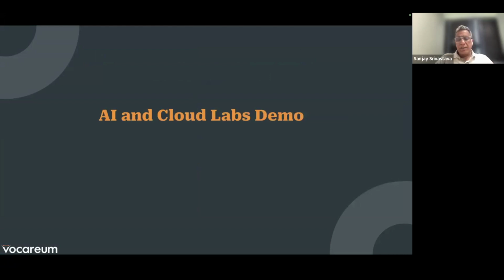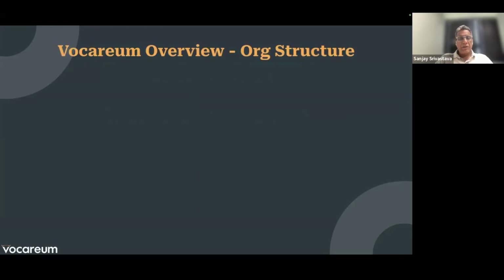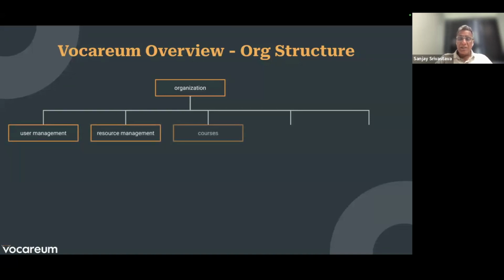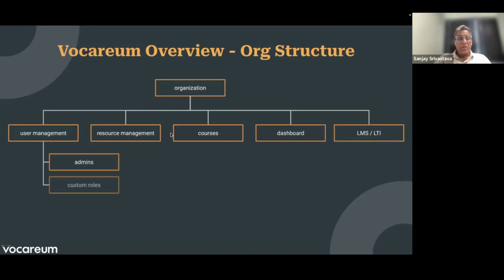I'll start with the demo, but I just want to set a couple of baseline information, because sometimes it can be confusing as I'll be moving between different roles. So here's the Vocareum organization structure. Every customer has an organization associated with it. At the organization level, you can do user management, you can do resource management, you can build what we call courses and their analytics dashboard, and you can provide the authentication infrastructure. And user management at the organization level is admins, and you can even create custom roles.